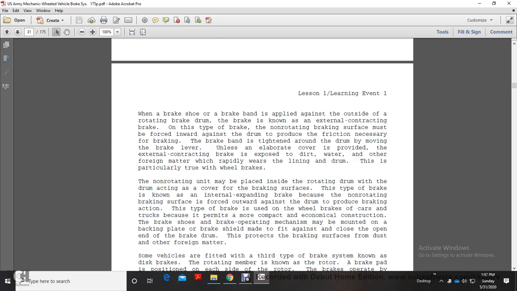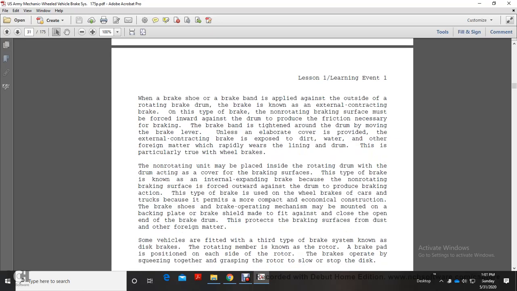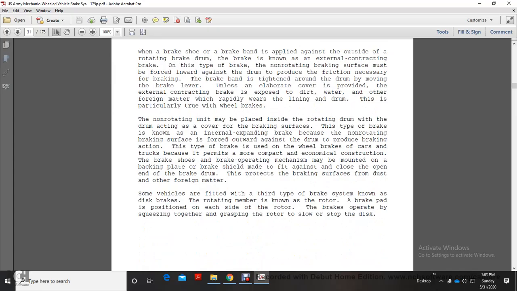No elaborate cover is provided, so the external contracting braking surface is exposed to dirt and water. Other foreign material rapidly wears the lining and the drum. This is particularly true with wheel brakes. The non-rotating unit may instead be placed inside the rotating drum, with the drum acting as a cover for the braking surfaces. This type of brake is known as the internal expanding brake, because the non-rotating brake surface is forced outward against the drum to produce the braking action.